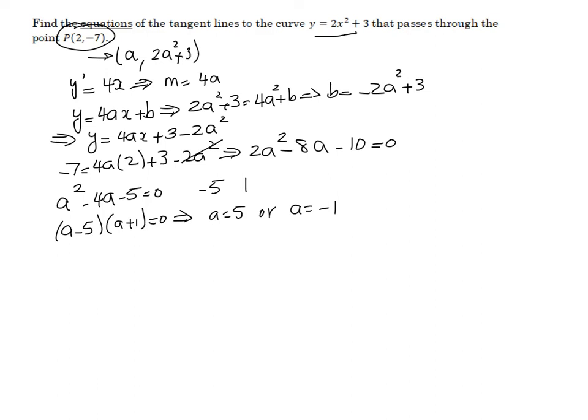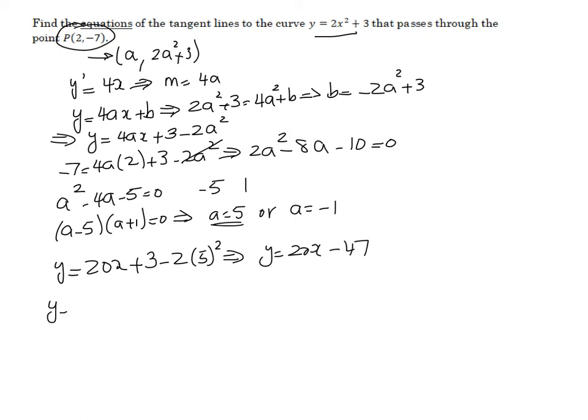So the equations of the tangent lines become y is equal to 4a times x. a is, let's say, 5. So 4 times 5 is 20x plus 3 minus 2a squared. So it's going to be plus 3 minus 2 times 5 squared. So this gives us y is equal to 20x. 5 squared is 25 times 2 is 50. So 3 minus 50 is negative 47. So this is one of the tangents.